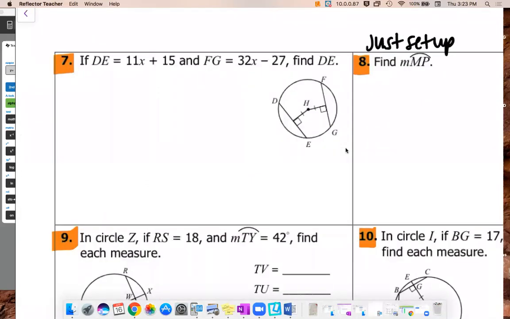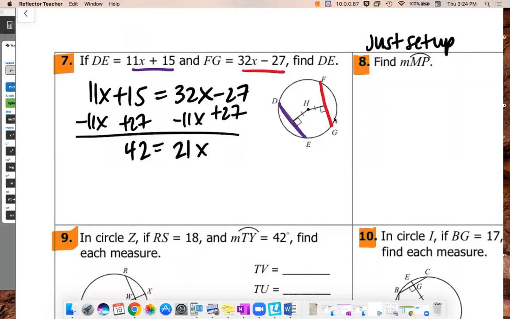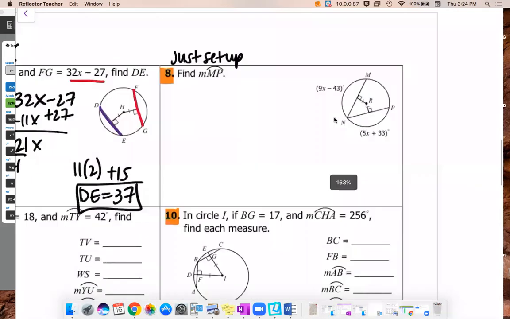Okay, in this one, they give us DE. So this entire chord is this, and they give us FG, this entire chord is this. So in this one, you can see that the distance from the center is the same and they're perpendicular. So that does tell us that these two chords are equal. So you're able to just take 11x plus 15, set it equal to 32x minus 27, do some lovely algebra. So you get x equals 2. And then in this one, they did want you to find DE, so you just plug it back into there. So 11 times 2 plus 15, so you'll get DE is equal to 37. And then you're done.